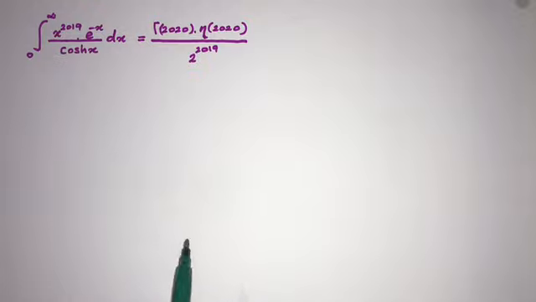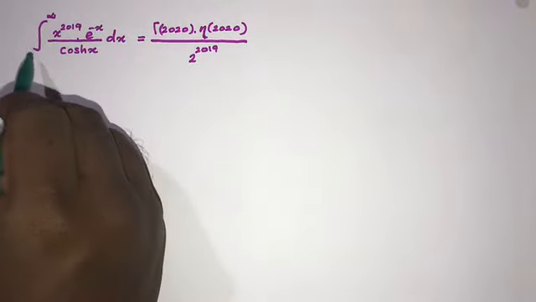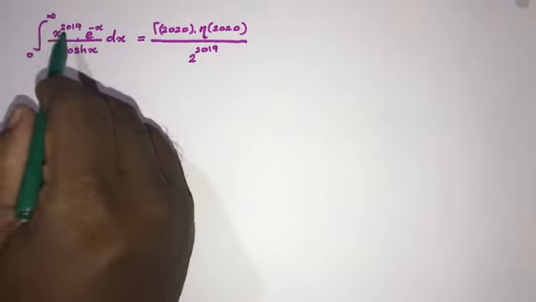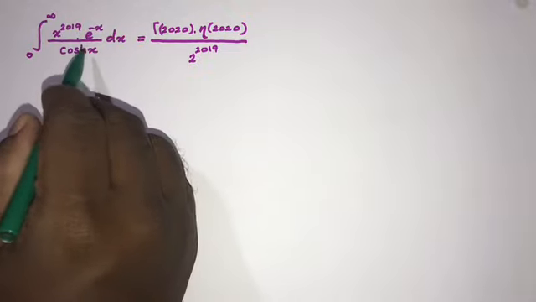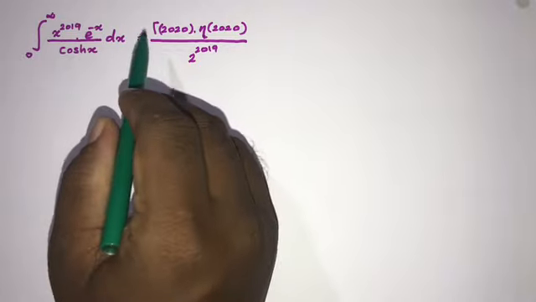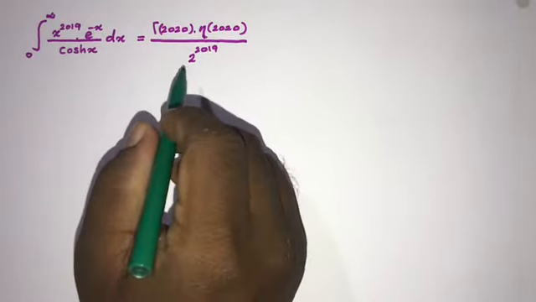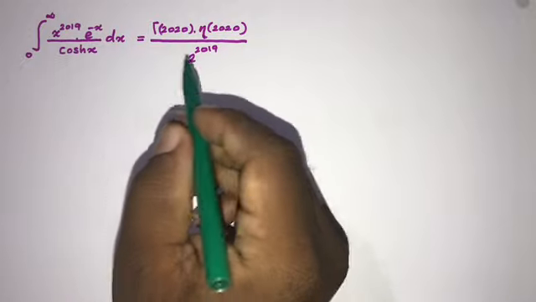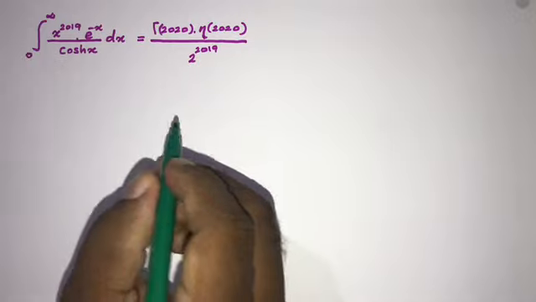Today we are going to solve another interesting integral question. The question is, show that the integral from 0 to infinity of x raised to the 2019 power times e to the minus x over hyperbolic cosine of x dx is equal to gamma of 2020 times eta of 2020 over 2 raised to the 2019 power.